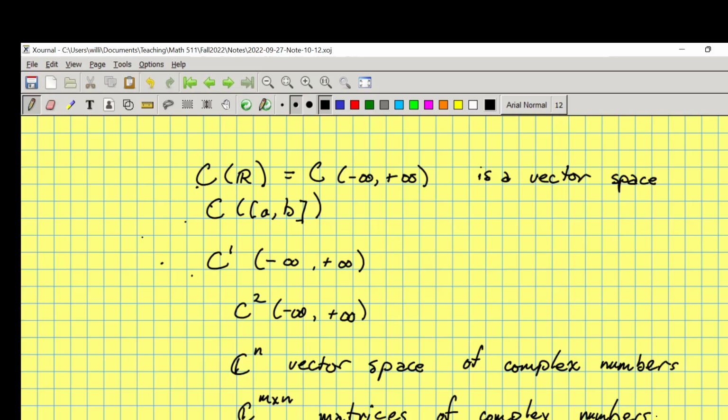And so Cn is an n-dimensional vector space, but it is a 2n real dimensional vector space. C m by n also doubles if you think of each complex number as two real numbers. But if you think of each complex number as just a scalar, and you allow complex valued scalars, then it's an n-dimensional vector space and an m times n dimensional vector space.